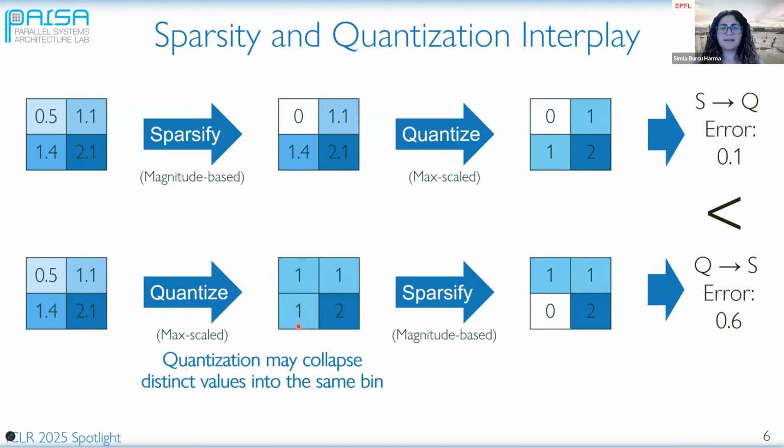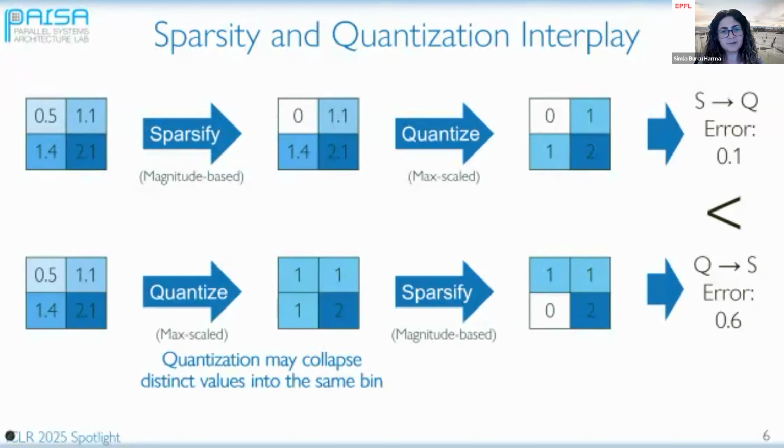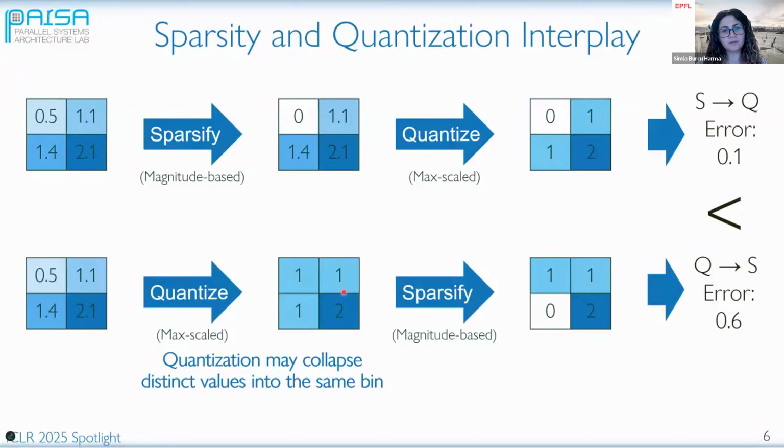Quantization might map these three values, as you see here, into the same bin, causing important weights to be removed incorrectly. So in this example, these three values are mapped to 1, and the sparsity operation will choose which one to zero out randomly. So we may end up removing the wrong element, meaning the largest original value, and get much higher error.